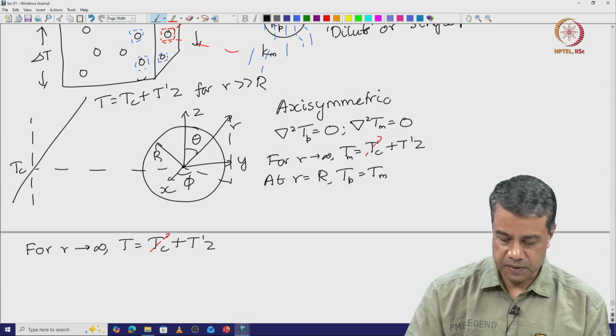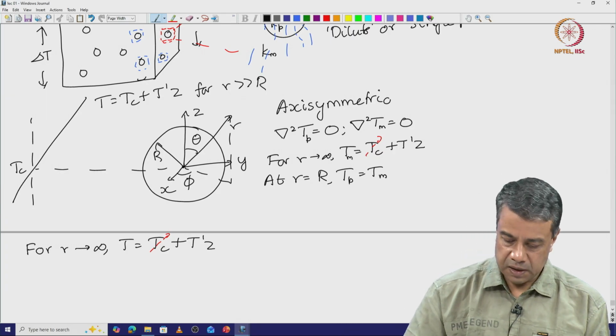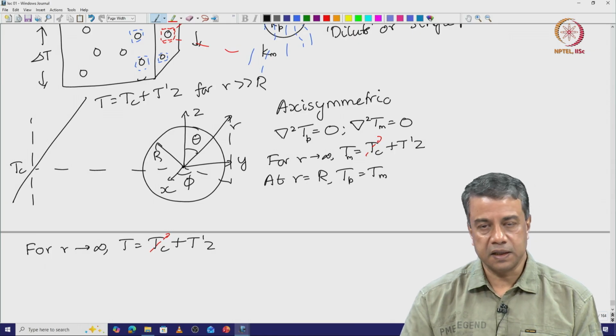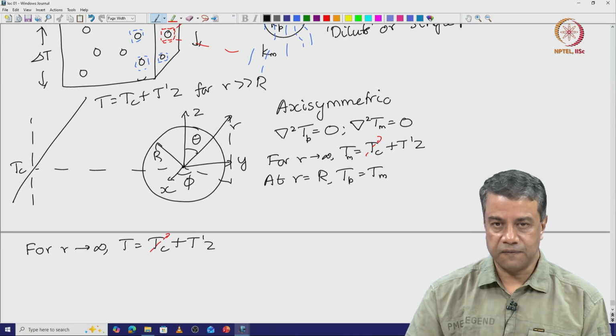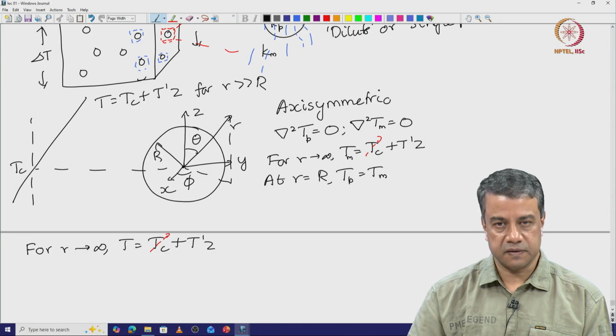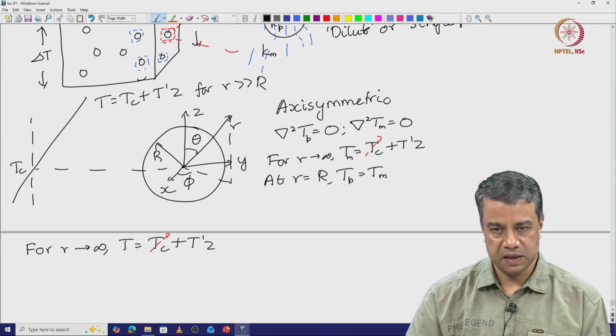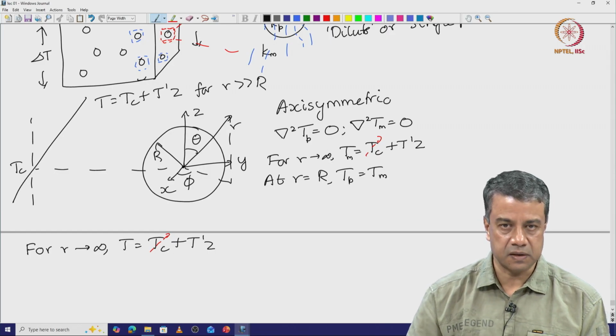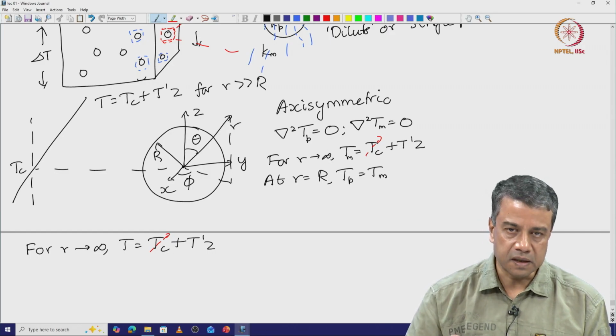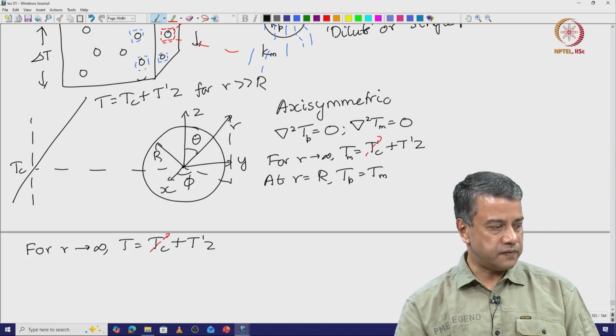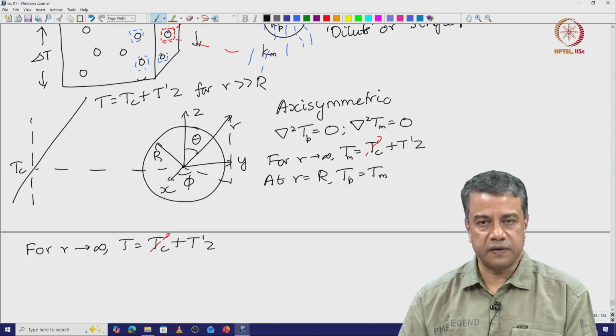This is the matrix temperature far from the particle, and you also require that the radial flux, the flux perpendicular to the surface, is equal in the particle and the matrix. Otherwise, you will have accumulation of heat at the surface. If the fluxes are not equal, you will have either continuous accumulation of heat at the surface or continuous depletion of heat at the surface.